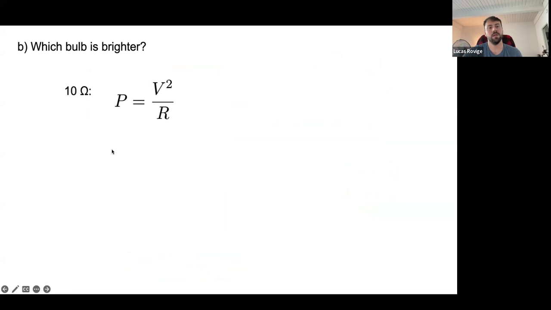Okay. So now let's look at which bulb is brighter, or which resistor is dissipating more energy. So since they're in parallel, we know that they have the same potential. Yeah, let's have another look at the circuit.